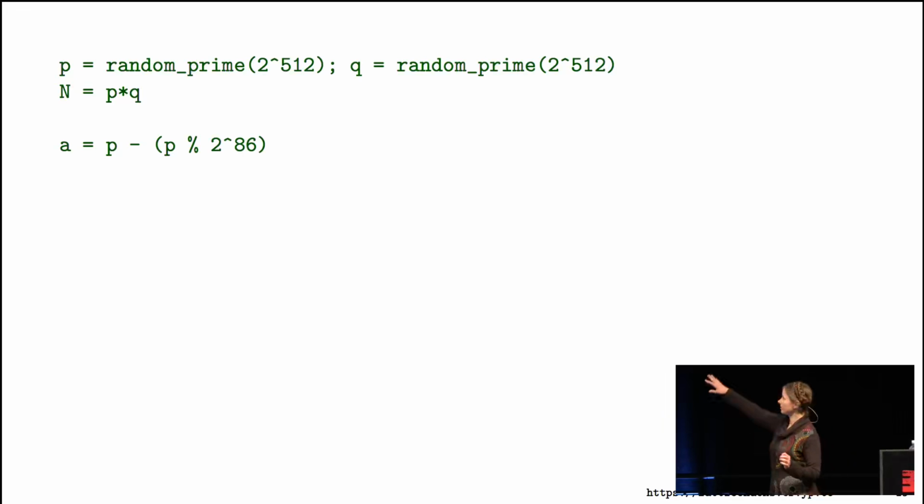I generate 512-bit primes, P and Q, totally legitimate, nothing up my sleeve. These are honest primes, whatever Sage does to generate a prime. I multiply them together to get N. It's the product. And then I generate this value A, which is most of the bits of P except for the least significant 86 bits.